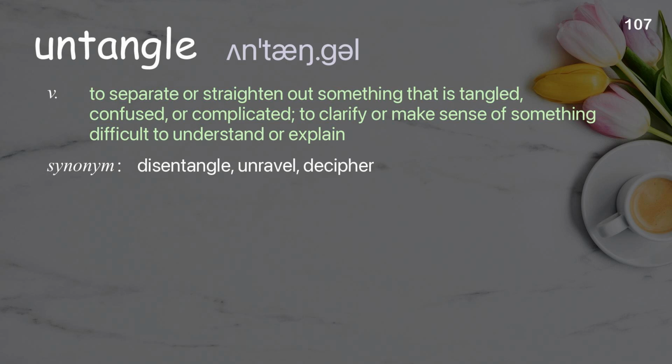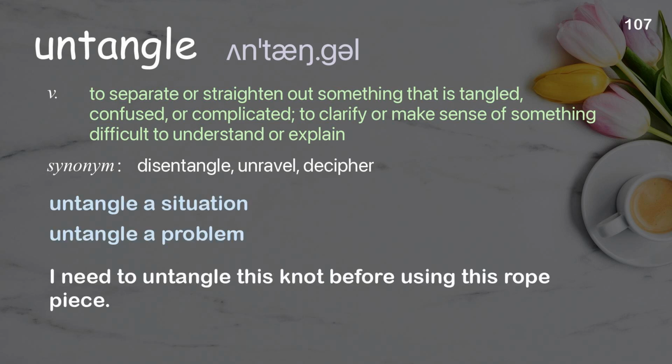Untangle. To separate or straighten out something that is tangled, confused, or complicated, to clarify or make sense of something difficult to understand or explain. Examples: Untangle a situation. Untangle a problem. I need to untangle this knot before using this rope piece.